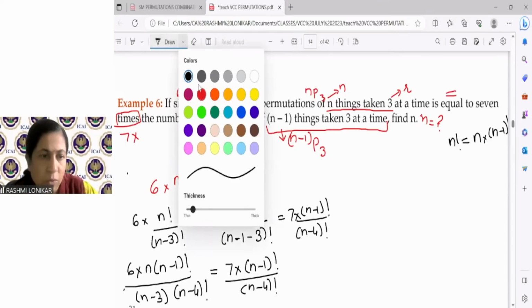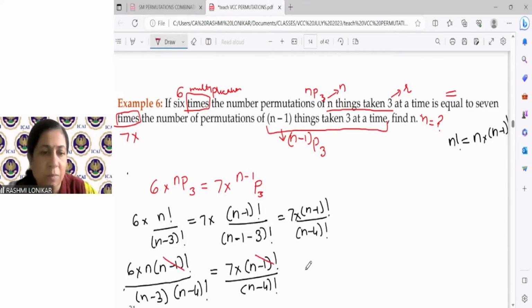Now, what do I do? Here, n minus 1 factorial will cancel with n minus 1 factorial, and n minus 4 factorial will cancel with n minus 4 factorial.